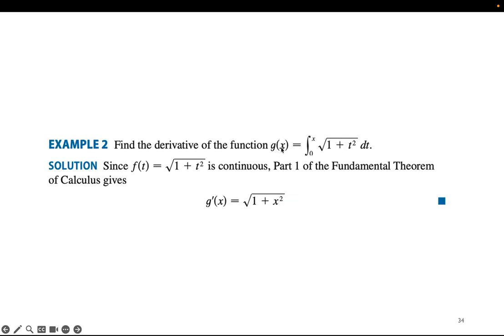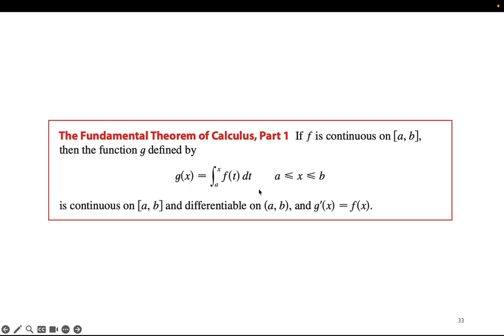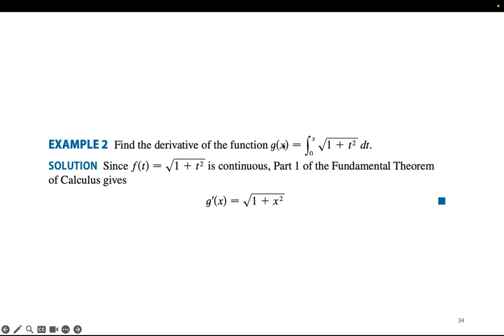So for example, here's the g of x function defined to be the integral from 0 to x of this function. If I use that theorem to differentiate g of x, I should get back the original function. This function inside here is f of t. But notice I get back not f of t, but f of x, because g of x is a function of x, so differentiating should give you a function of x. So I replace everything here with just x. So root of 1 plus x squared.